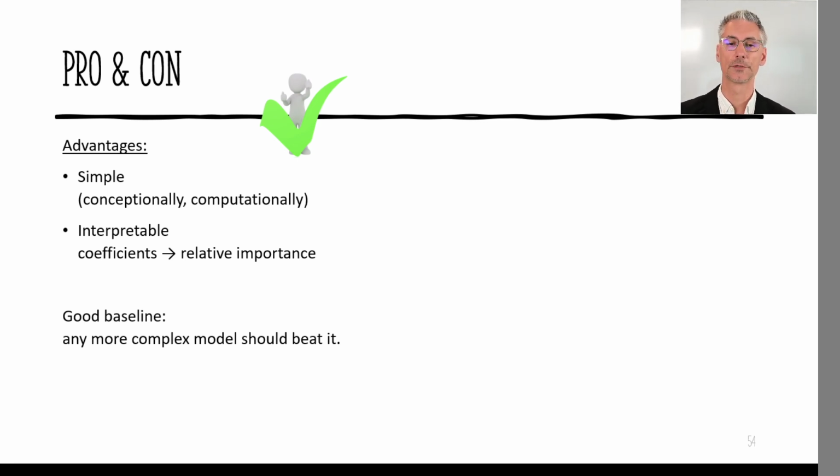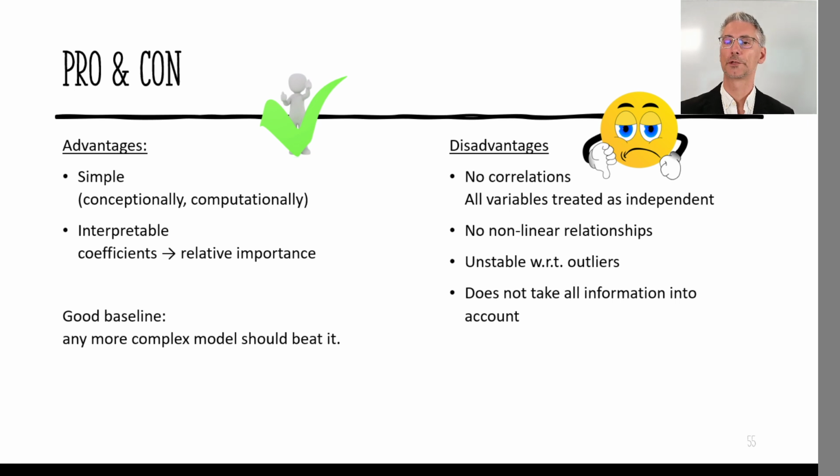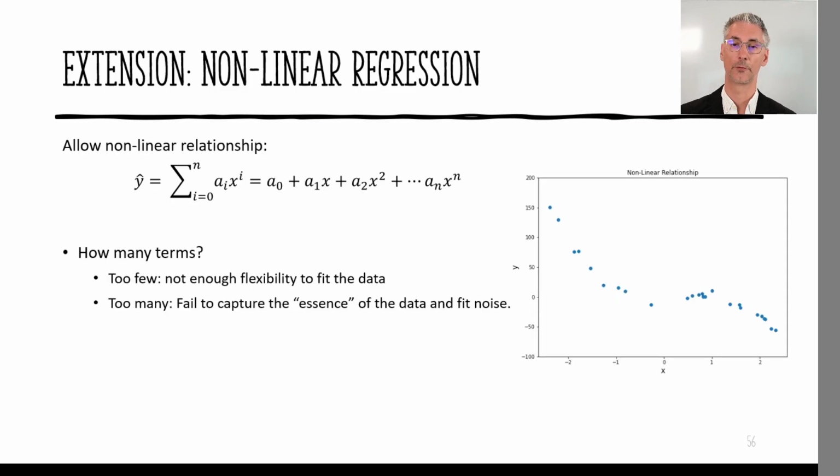The advantage of this is that it is very simple, both conceptually and computationally. It's quite interpretable because the coefficients are directly related to the relative importance, and it's always a good baseline, because any more complex model that you have should be able to beat it, otherwise you wouldn't need it. The disadvantage is that you don't incorporate any correlations between the variables. If you go back to the definition of linear regression, you see that all variables are treated as independent, which is of course not true in almost all realistic cases. You also don't have nonlinear relationships between variables. It's quite unstable with respect to outliers and doesn't take all the information into account that we have.